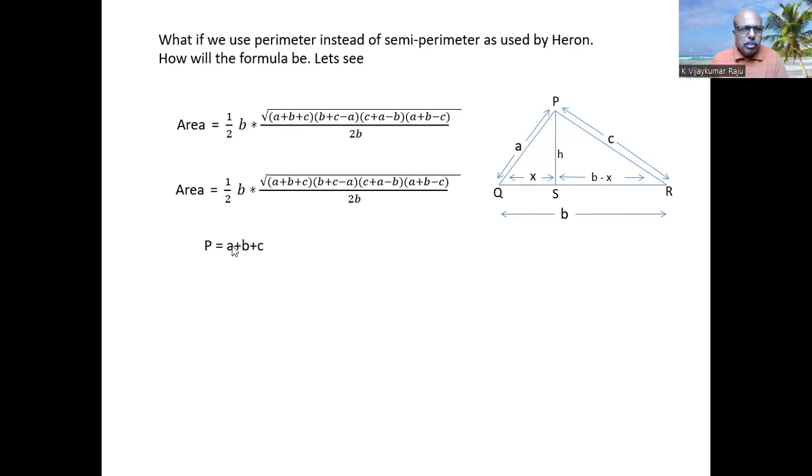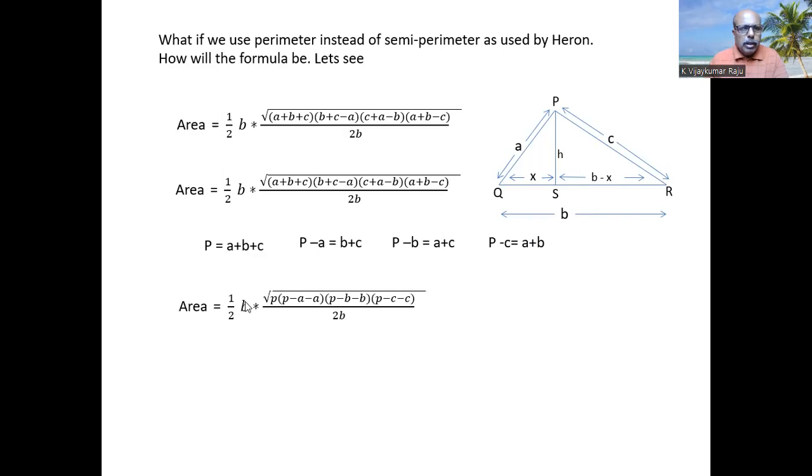So let me first take out P minus A, this side. P minus A is equal to B plus C. Then take B this side. P minus B is equal to A plus C. Then take C this side. P minus C is equal to A plus B. Let's put all these values here.